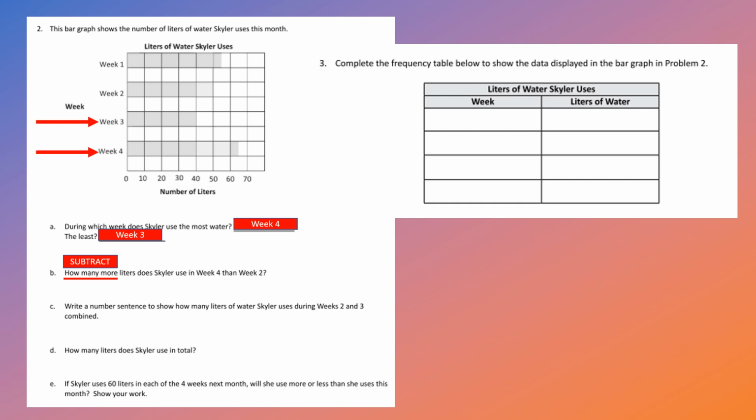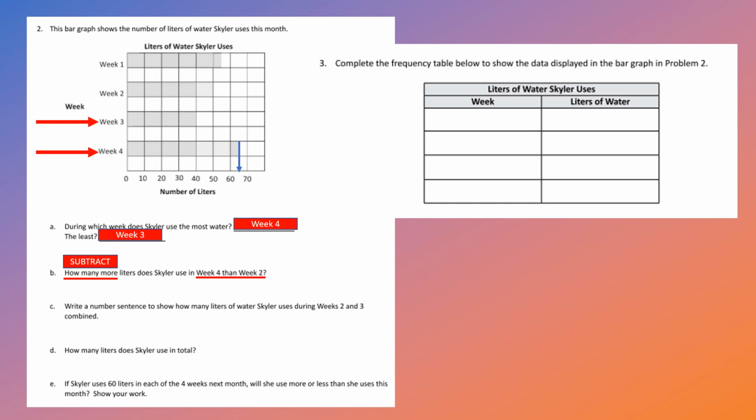Let's reread. How many more liters does Skylar use in week 4 than week 2? Which means we're subtracting week 4 and week 2. So we have to figure out the numbers for week 4 and week 2, because we see bars, but we have to assign numbers to those bars to find out how many liters she used during those weeks. So find the end of your week 4 bar and draw a line straight down like this. All right, that means that she used between 60 and 70.